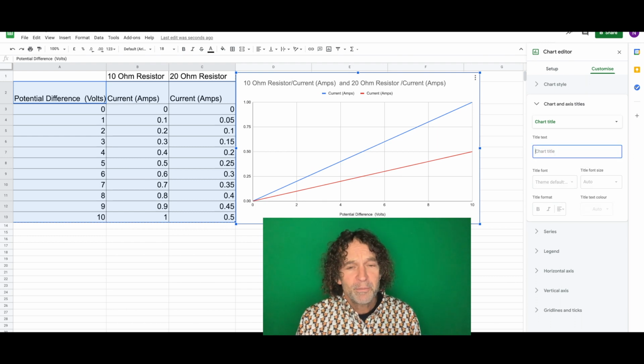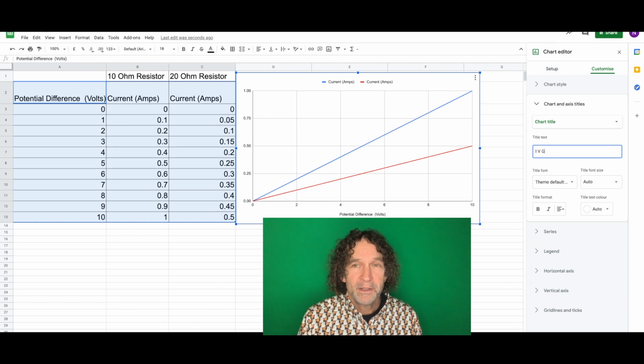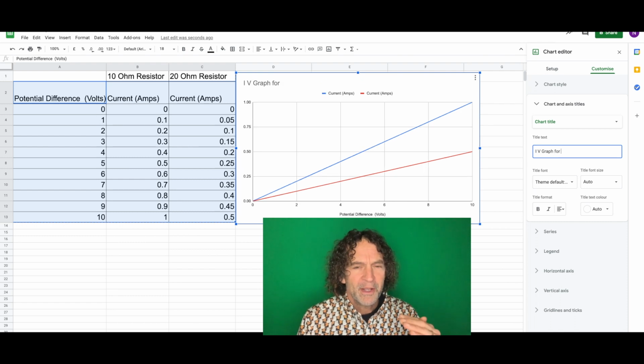So if we look at the blue line, that's a 10 ohm resistor, and we compare it to the red line, which is the 20 ohm resistor, we'll notice that the gradient of the 10 ohm resistor is higher than the gradient of the 20 ohm resistor. What's that mean? What's the gradient actually measuring? Is it measuring resistance or is it measuring something else?